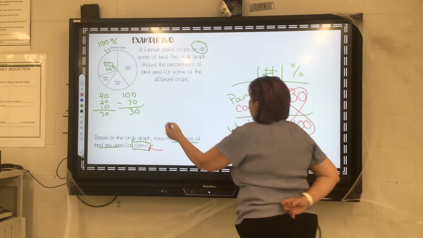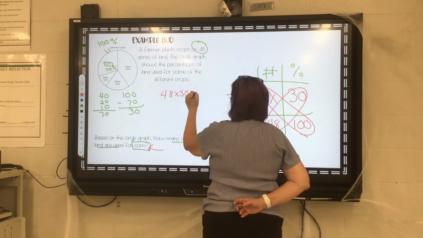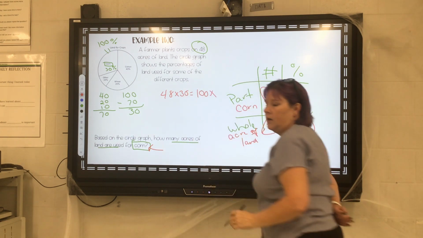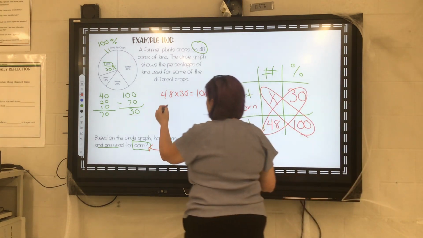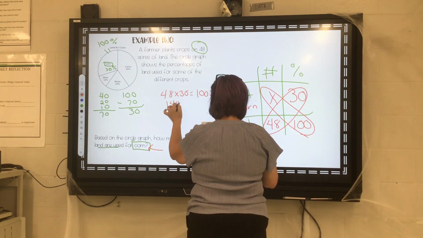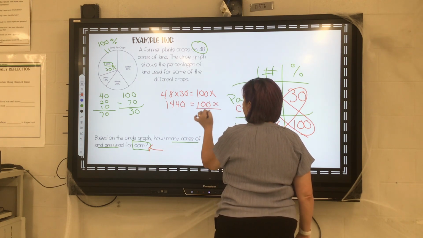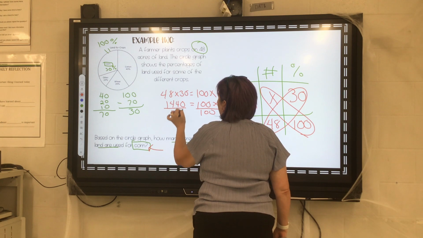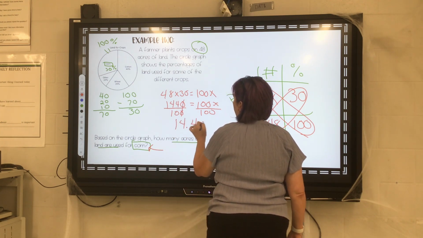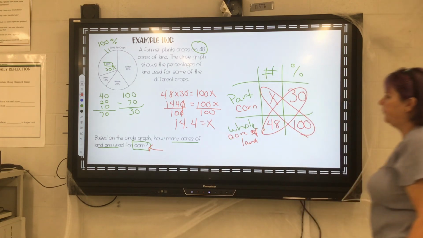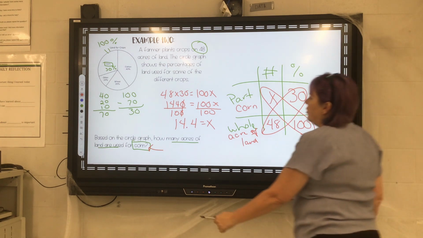and divide. So 48 times 30 is equal to 100 times x. So we get 1440 equals 100x, divided by 100. So we get 14.4 equals x. So 14.4 acres is used for corn.